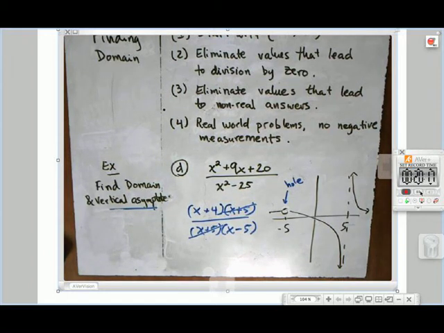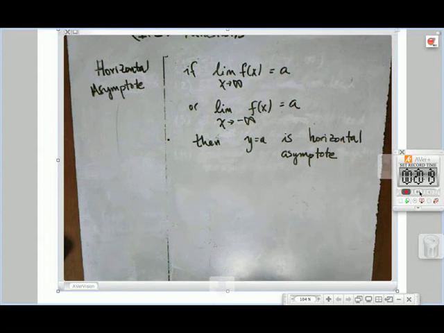Okay, so we've talked a lot about domain and vertical asymptotes, and now we turn our attention to horizontal asymptote. And this is the formal definition. If the limit as x approaching infinity of f of x is equal to a, or if the limit as x approaches negative infinity of f of x is equal to a, then y equals a is a horizontal asymptote. So let's look at one possible scenario.